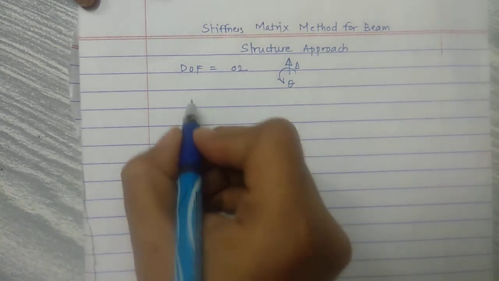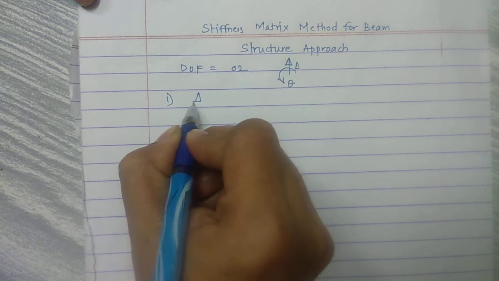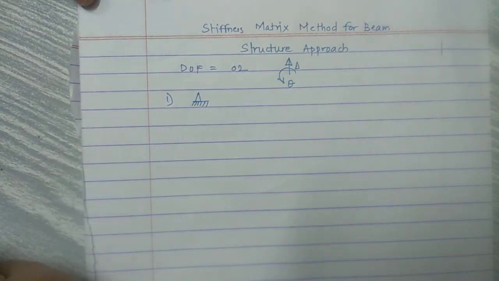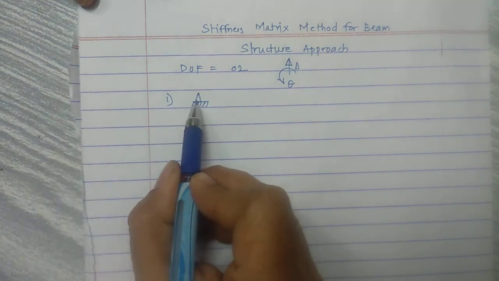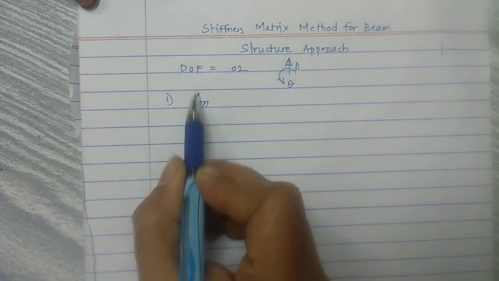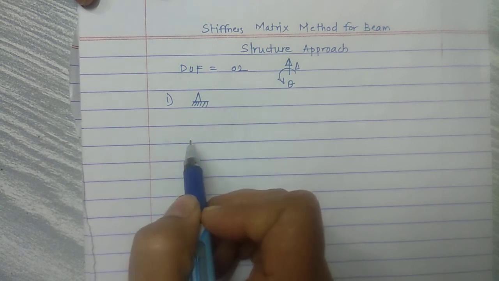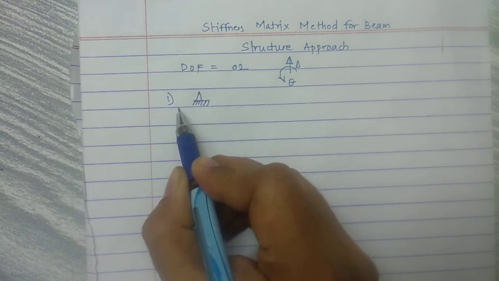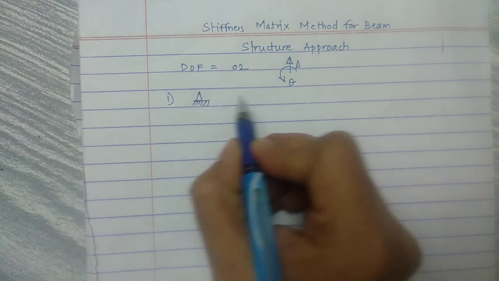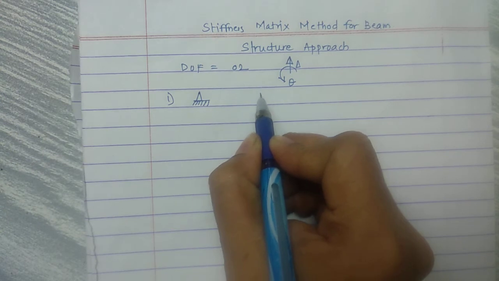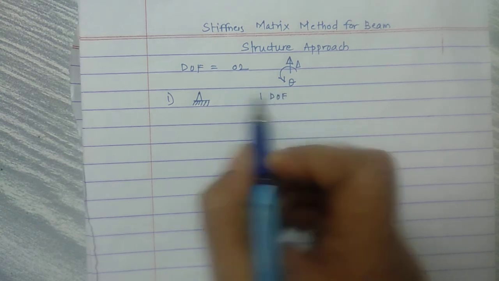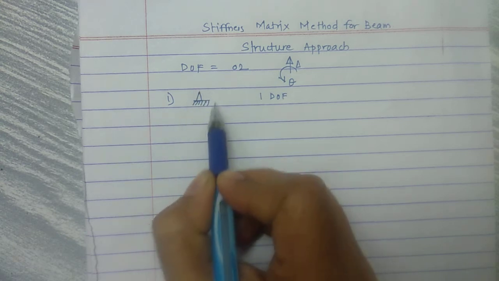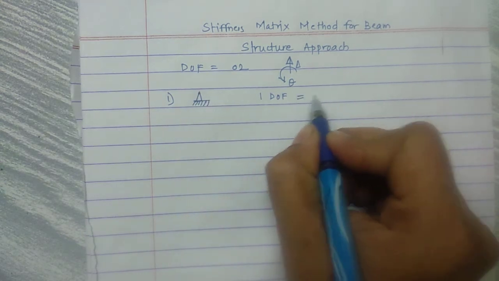So suppose first, a hinge support. For this support we know it cannot move in the vertical direction as well as the horizontal direction, so it can only rotate. So this support has only 1 degree of freedom. That means it can move freely in rotation, therefore that degree of freedom is theta.